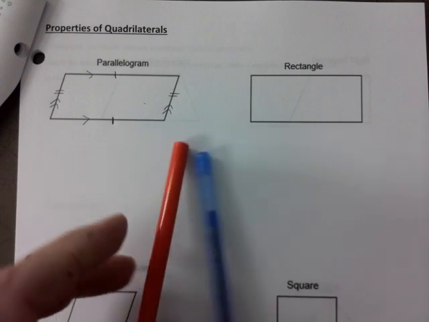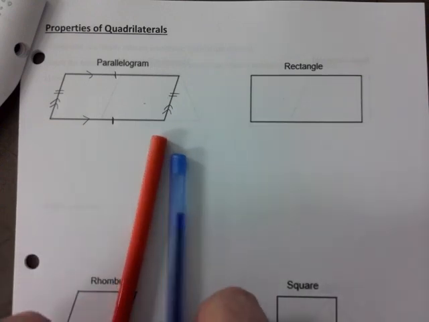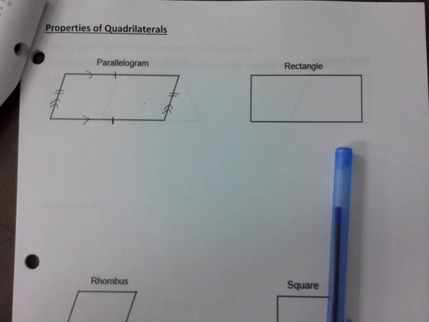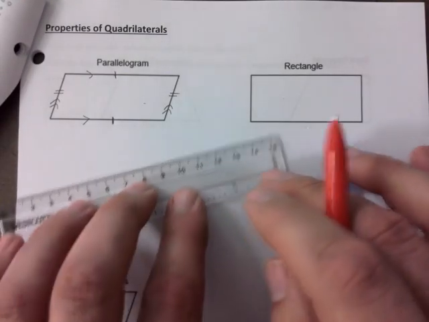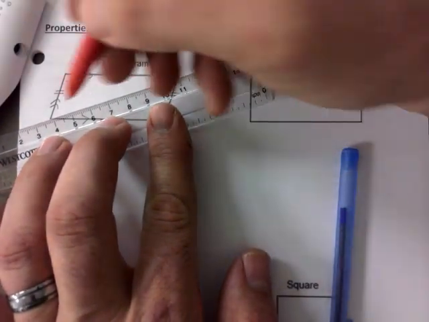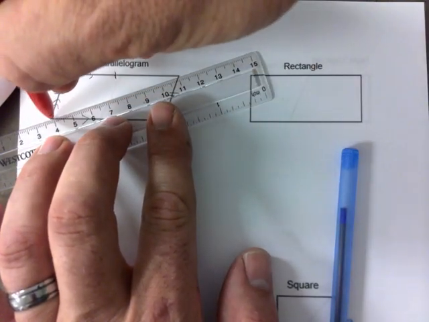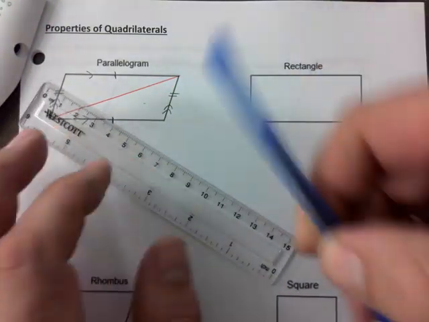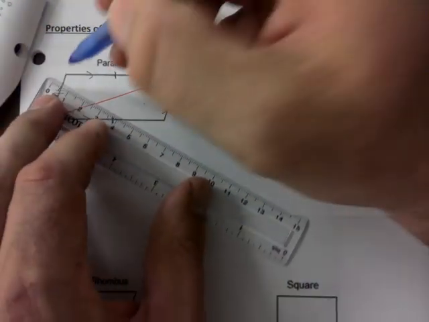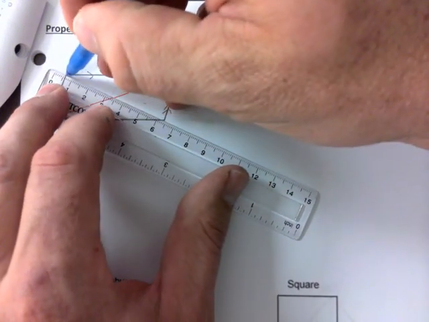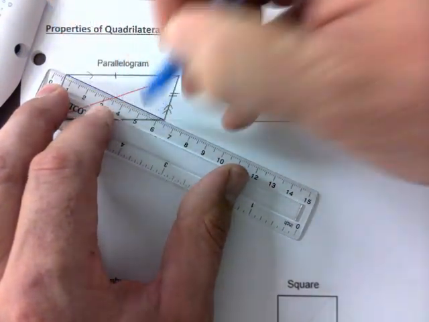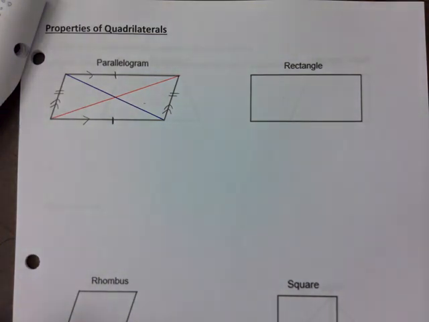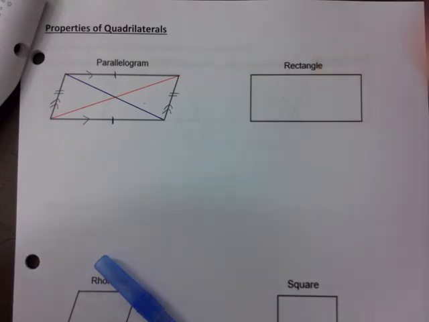Use two different pens or markers, whatever you want. The long diagonal is this one right here. This one is longer, and this one is shorter. But the property doesn't lie there. It's actually in what follows.